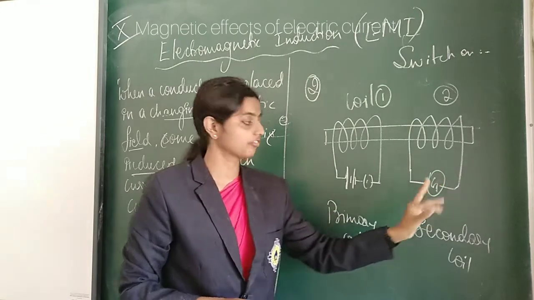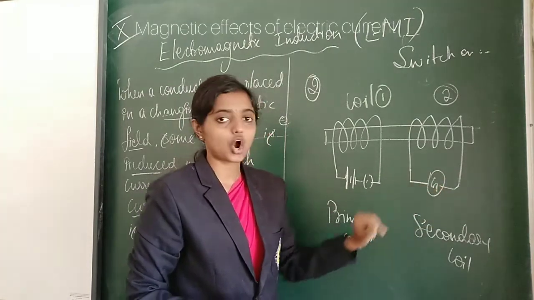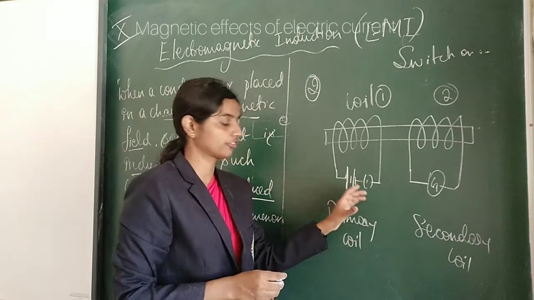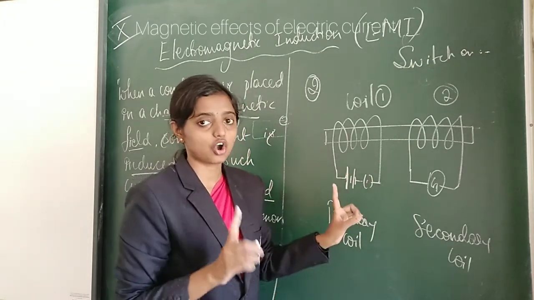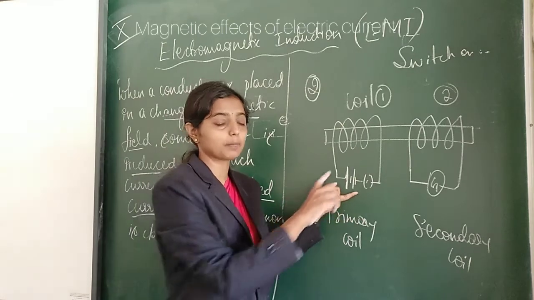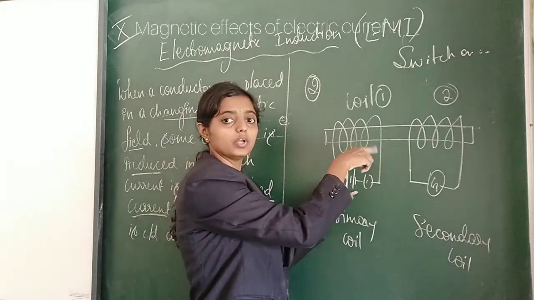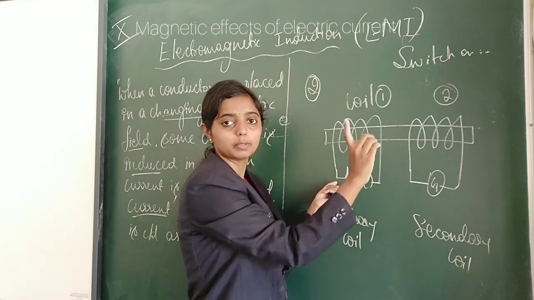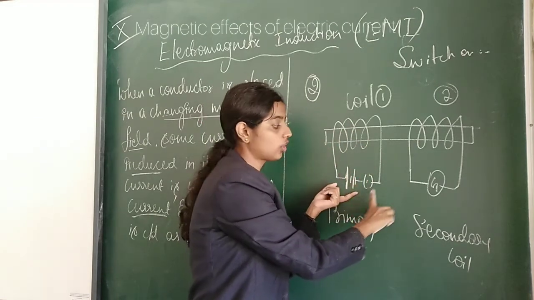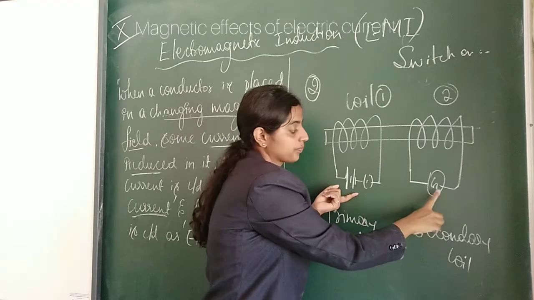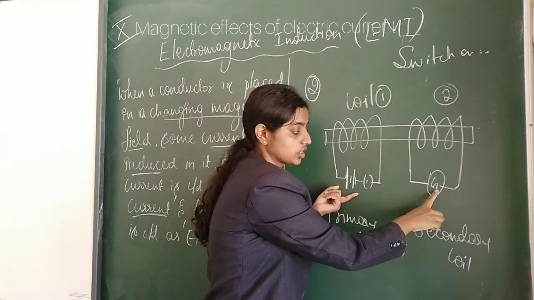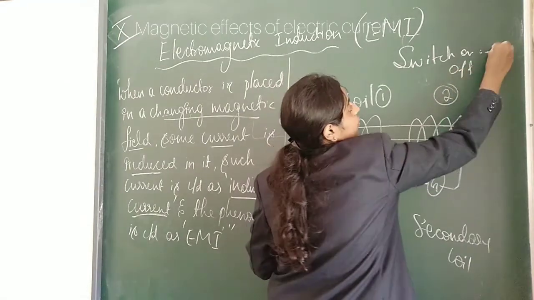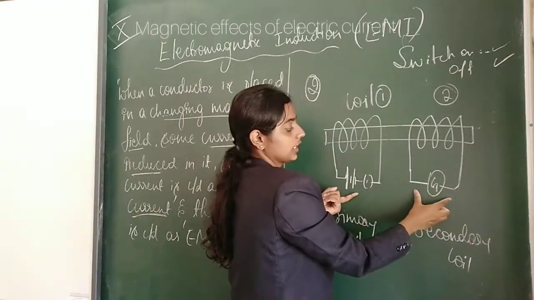Like a momentary deflection we observed in coil 2. And again when we switch off the current, what happens? This coil will act as an artificial magnet, so a magnetic field will be produced. But when we switch off the current also, we observed a momentary deflection in the galvanometer. So when we switch off, there is a deflection in the galvanometer.